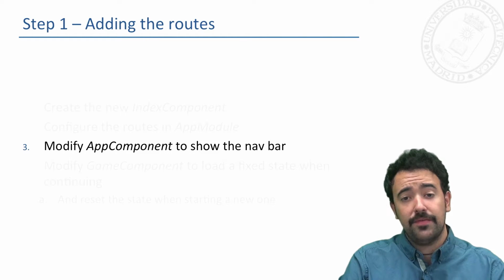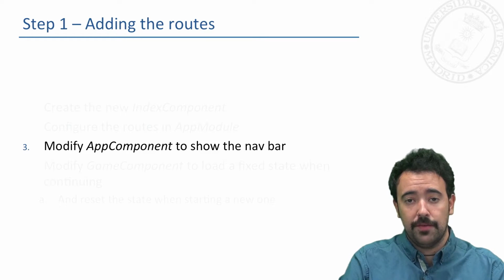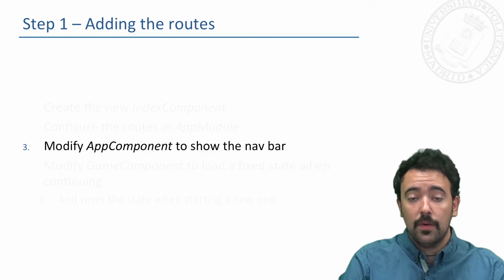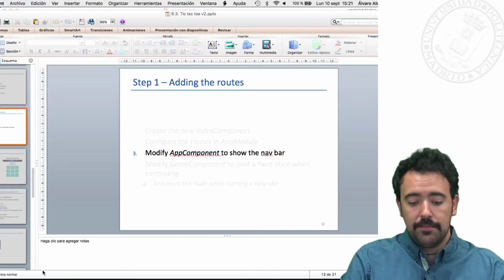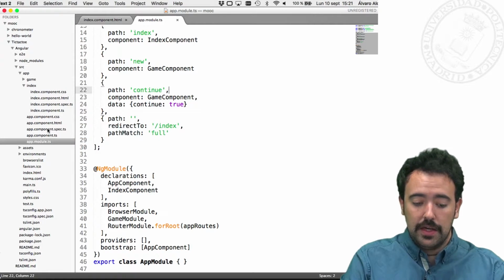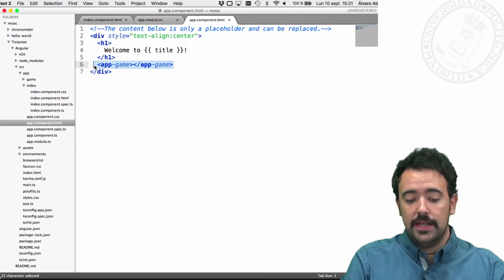Now I'm going to modify the application component template in order to include the navigation bar. I will also include here the router outlet tag where the corresponding template will be included. Okay, so I'm going to the application component template in order to include the navigation bar.